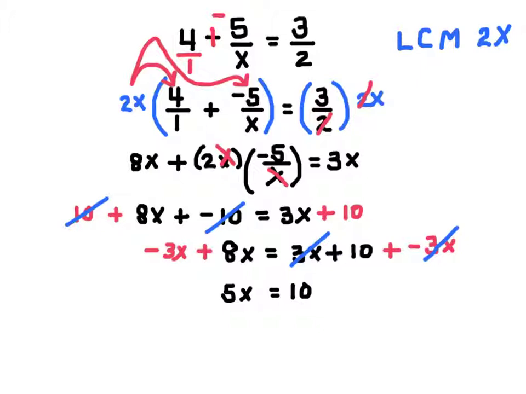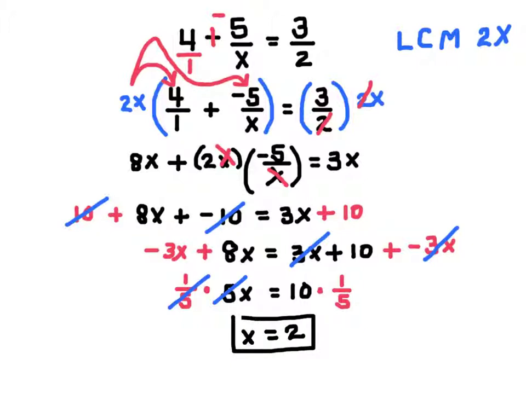And to do that, I must multiply the left-hand side by the reciprocal of 5, which is 1 over 5. But if I multiply the left by 1/5, I must also multiply the right by 1/5. 1/5 times 5 is 1. I get 1x, which is x. X is equal to 10 times 1/5, or 10 over 5, which is 2. And my final answer, or solution to this original equation, is x is equal to 2.